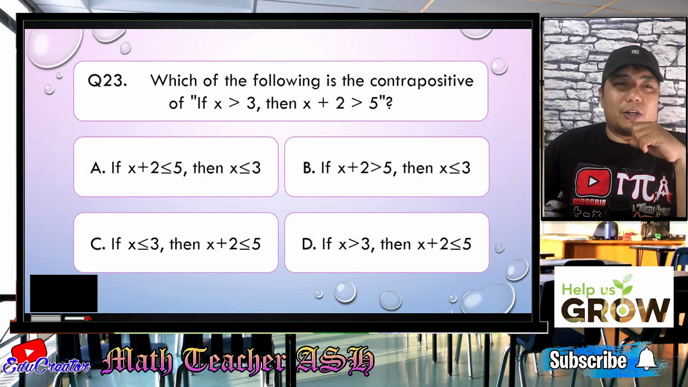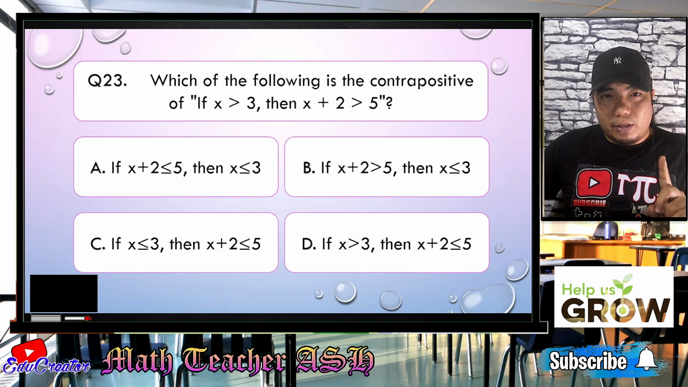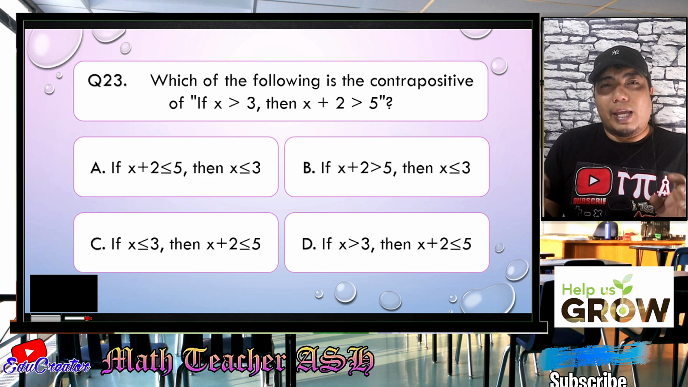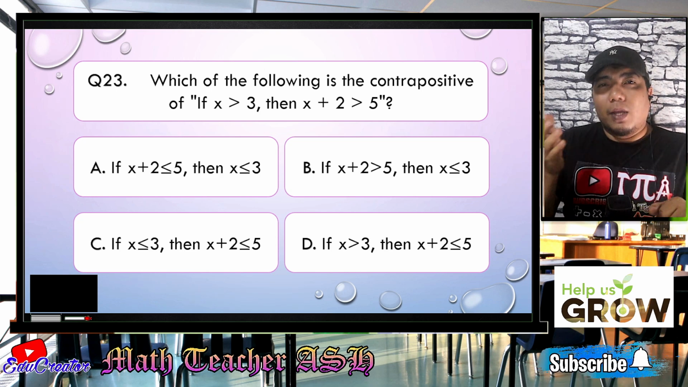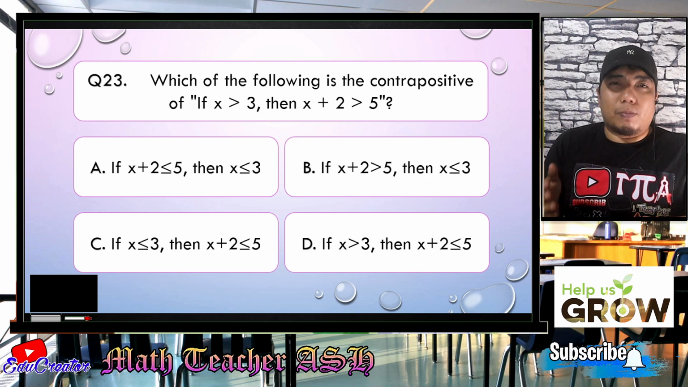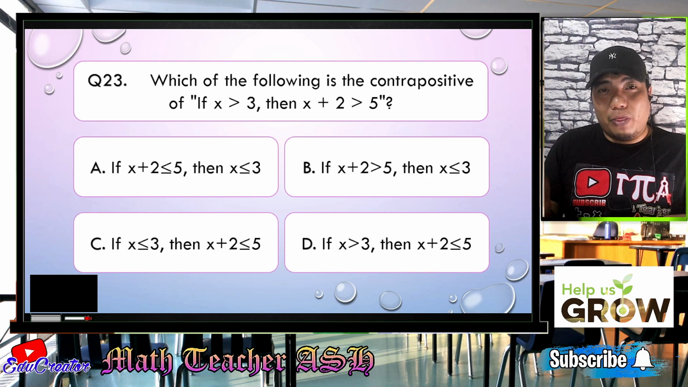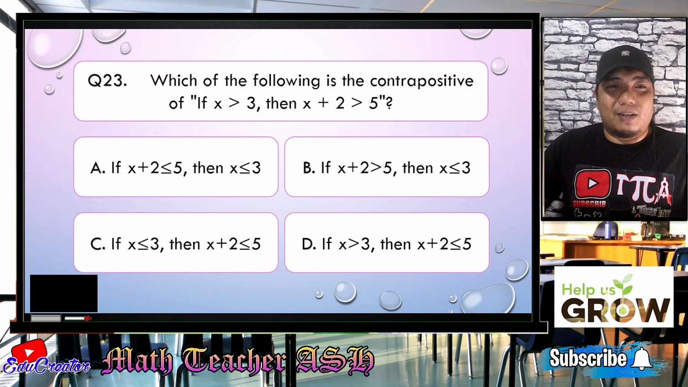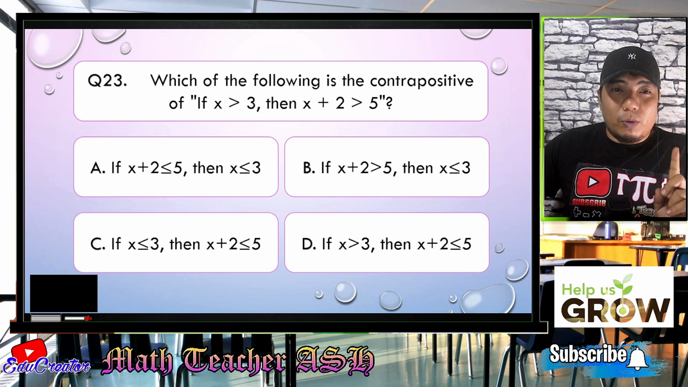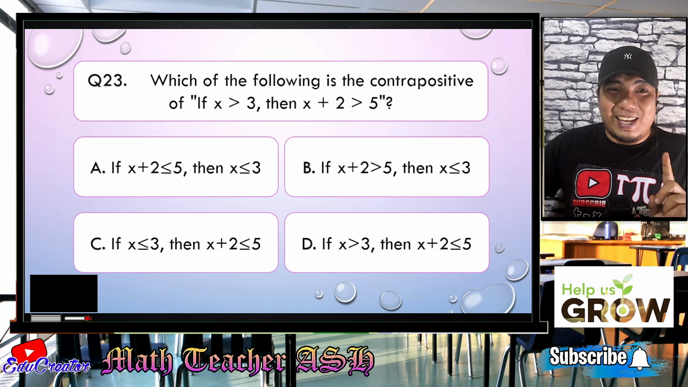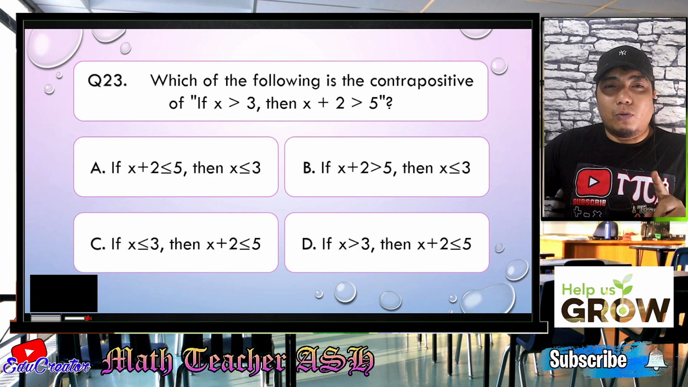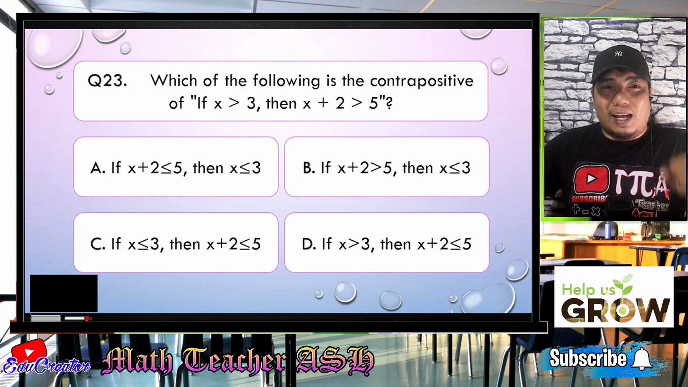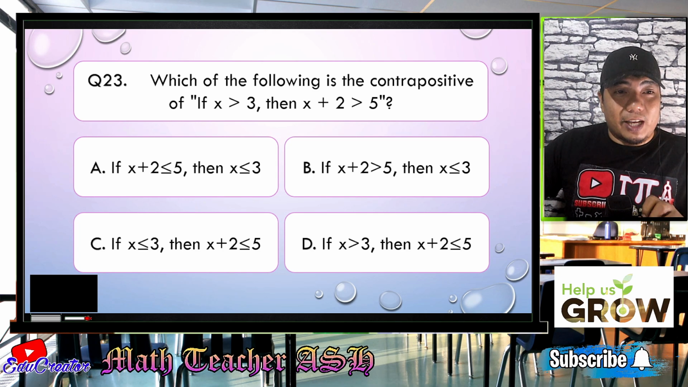Alright, my dear math learners, if you can remember our statement earlier, the contrapositive statement is the equivalent of the conditional statement. It means that if the conditional statement is if A, then B, the contrapositive would be if not B, then not A. Basically, we will start with our conclusion, so the negation of x plus 2 is greater than 5. How do you negate the greater than? The opposite of greater than is less than or equal to. So that is if x plus 2 is less than or equal to 5.